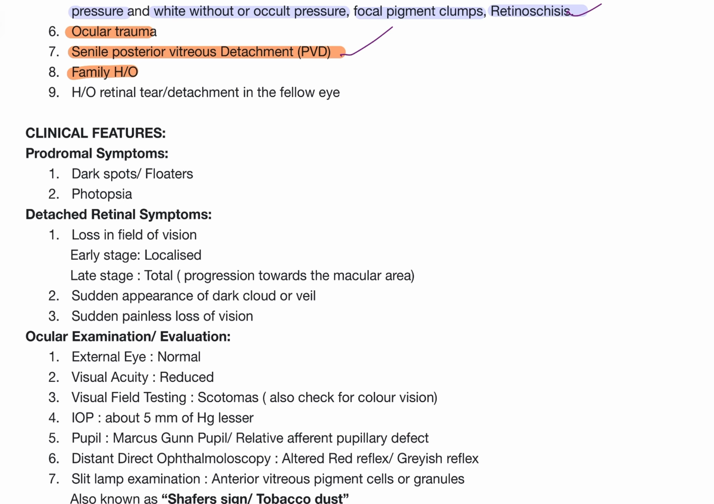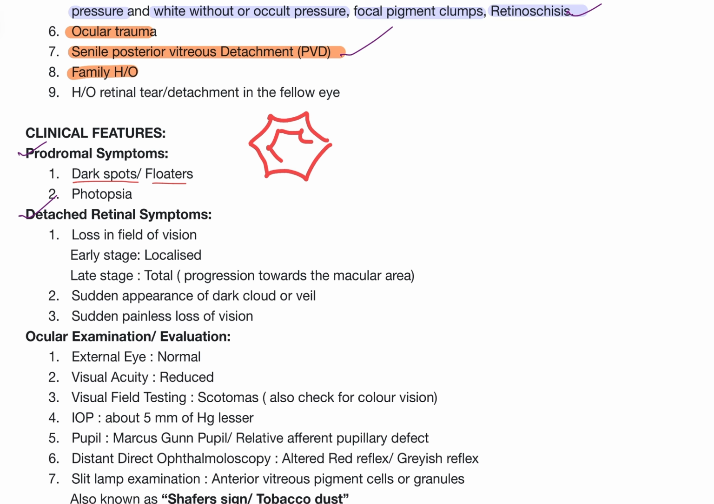Okay, so coming to the clinical features, the patient will have two phases, that is a prodromal phase and a detached retina phase. In the prodromal phase, the patient will initially present with dark spots or floaters kind of sensation. Dark spots or floaters in the patient's vision. So the patient will say he's feeling some kind of cobwebs. Cobwebs is something like a spider web.